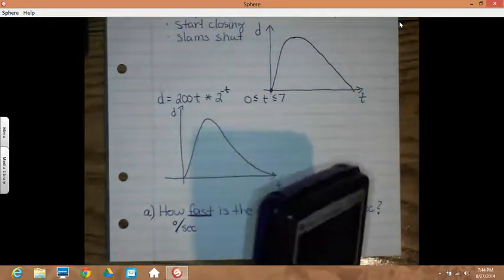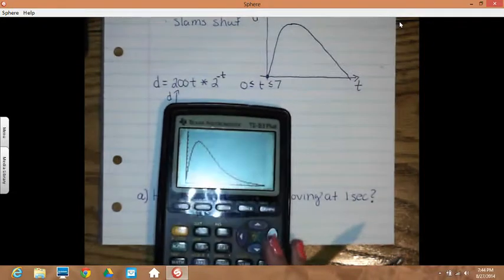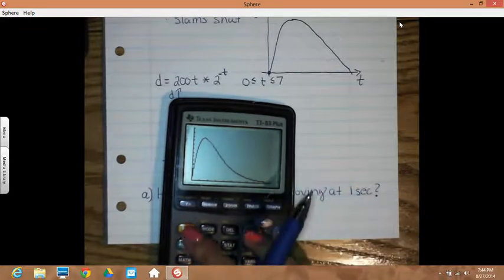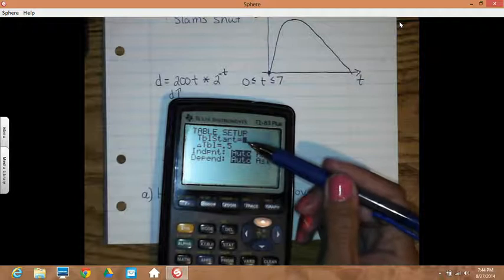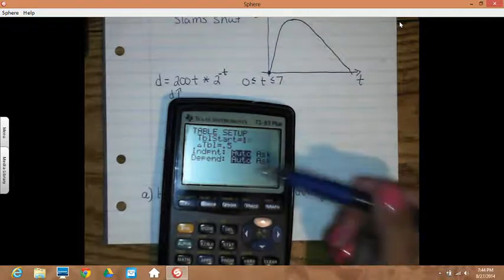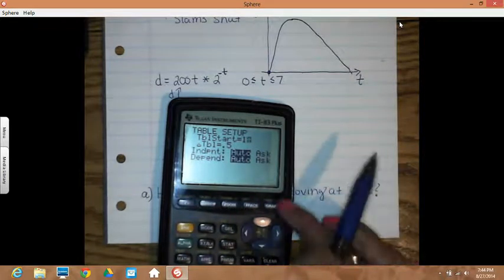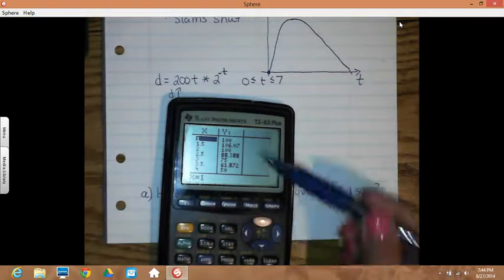And we can use our table feature, and you'll get really good at this too. I don't know if you've done this before, but we're going to go to table set. I want to start, because I want to plug 1 in, I'm just going to have it start at 1. It doesn't matter what I go by at this point. So now when I go and look at the table, so I did second graph to get the table. At 1 second, the y value is 100.